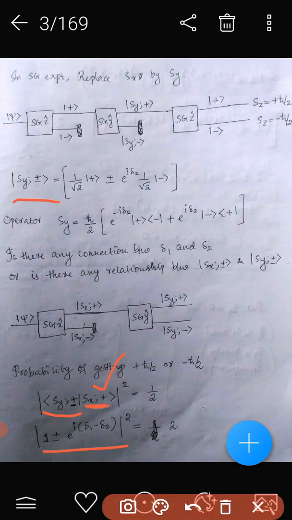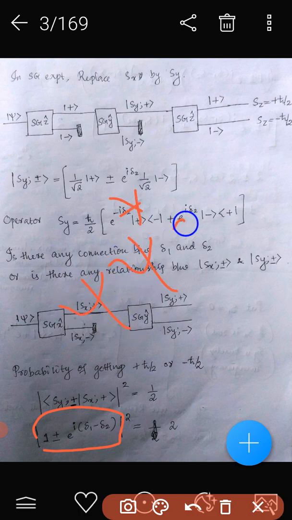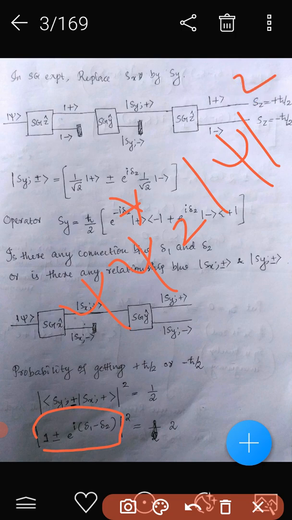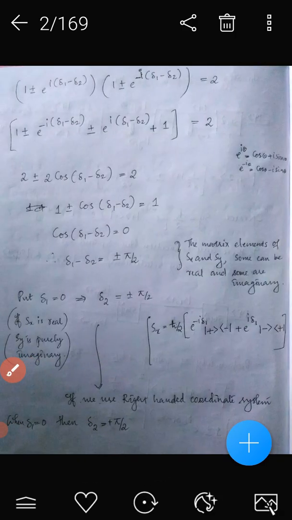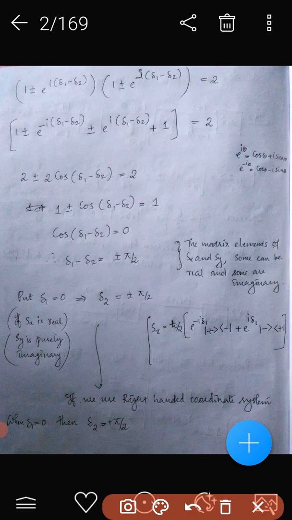Now, this is the probability. This is a complex number, and we multiply it with its complex conjugate. For example, psi is the wave function and psi star psi gives the probability, that is psi square. So similarly, this can be written as 1 plus or minus e to the power i delta 1 minus delta 2, and taking the complex conjugate of this number, wherever there is i it will become minus i. So 1 plus or minus e to the power minus i delta 1 minus delta 2 is equal to 2.